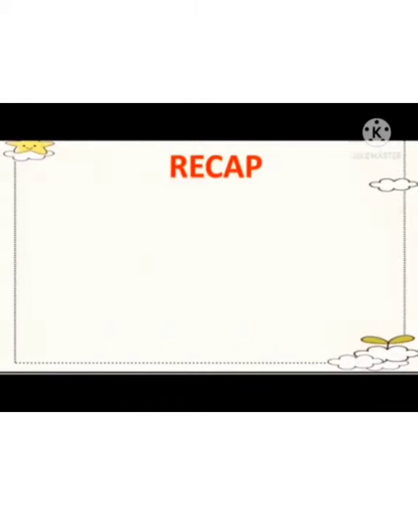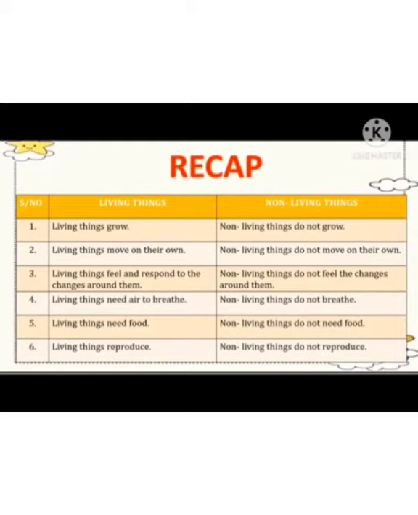So children, let's revise what we have studied just now. Living things grow, non-living things do not grow. Living things move on their own, non-living things do not move on their own. Living things feel and respond to the changes around them. Non-living things do not feel the changes around them. Living things need air to breathe. Non-living things do not breathe. Living things need food. Non-living things do not need food. Living things reproduce. Non-living things do not reproduce.